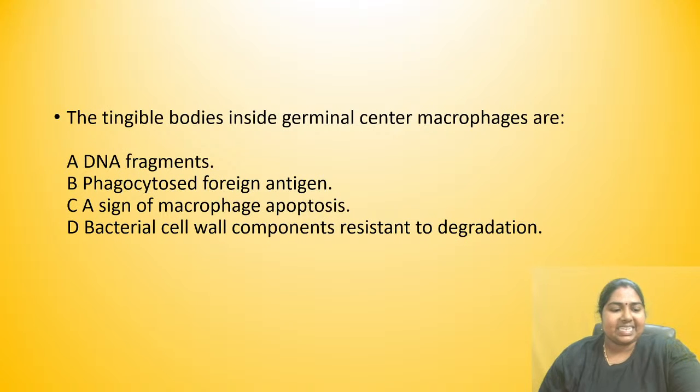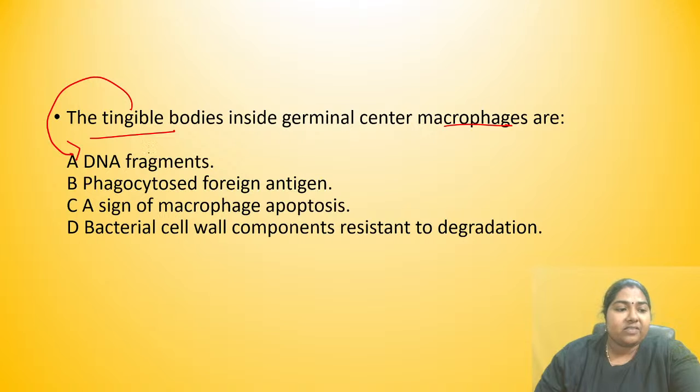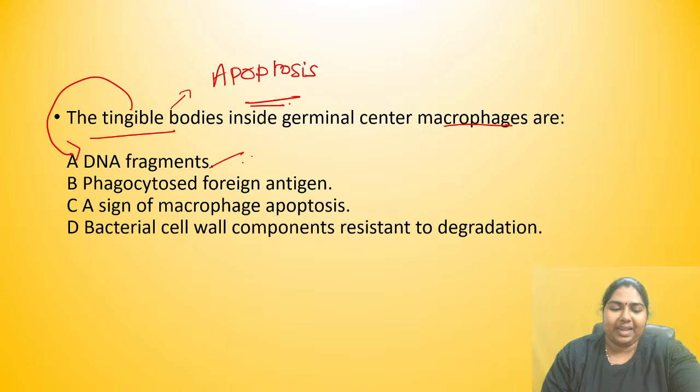Right, so the next question: what about the tingible bodies? The tingible bodies are present inside the germinal center, inside the macrophages. So what did we see about the tingible bodies? The tingible bodies are none other than DNA fragments. So when will these tingible bodies be formed? They will be formed whenever there is apoptosis, right? Very good. So during apoptosis only they will be formed. So that is about the tingible bodies, right?